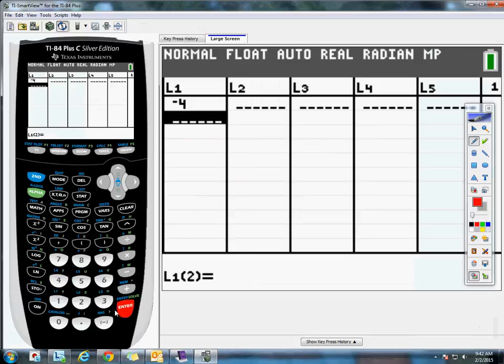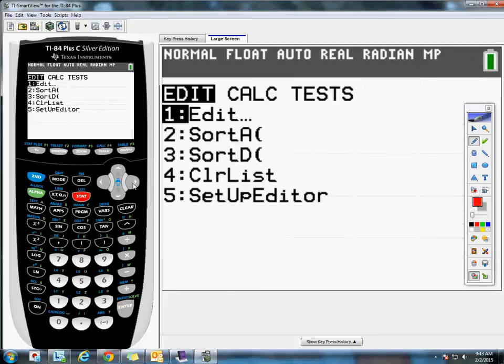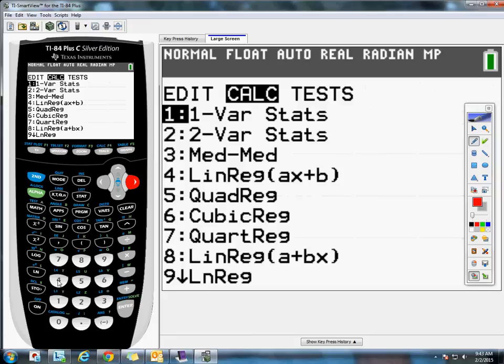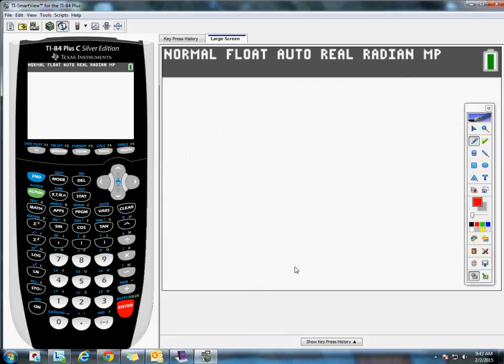And then -2, 4, and 9. In L2, we have negative 6, -5, and then -2 and 0.5. So just 0.5. Okay, so we're going to hit Stat, go over to Calc. We need number 4. Go all the way down to Calculate, just hit Enter.